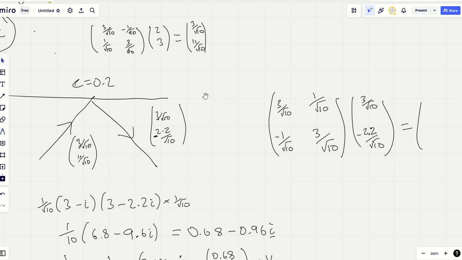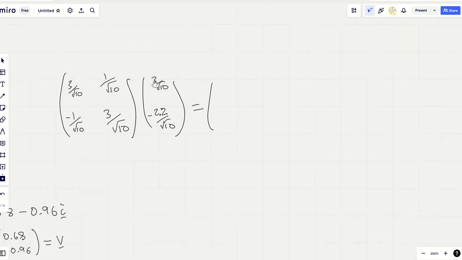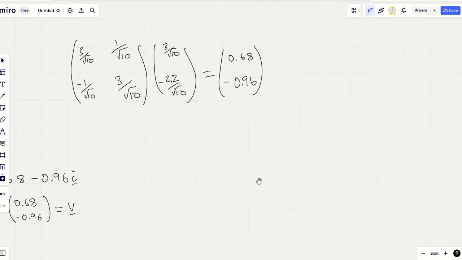Let's have a look. Okay, what have we got here? We've got 9 tenths minus 2.2 over 10. So 9 over 10 is 0.9, minus 0.22 is 0.68, I think. Hopefully, that's looking good. And then we get minus 0.3, minus 0.66, which is minus 0.96, and voila! We've got both of the same answers.